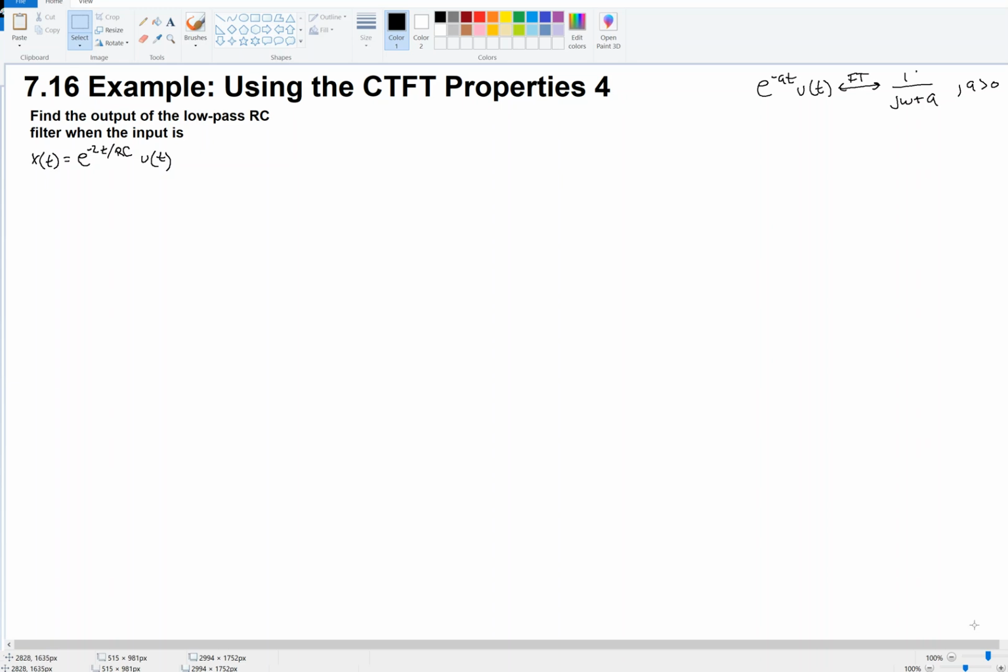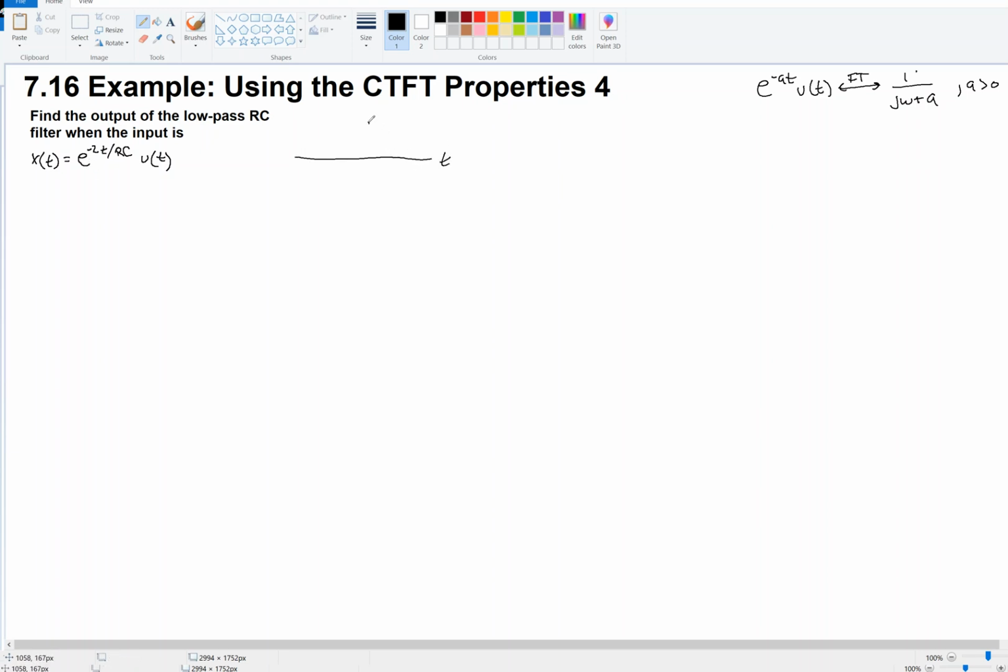Hi, welcome back. We are working on applying the properties of the continuous time Fourier transform. Before we begin, let me just tell you again, or lucky you, that you do not need to know circuit analysis in this course. Anyway, what we're doing here is finding the output of the low-pass RC filter when the input is this thing, x of t. So let's be concrete here.